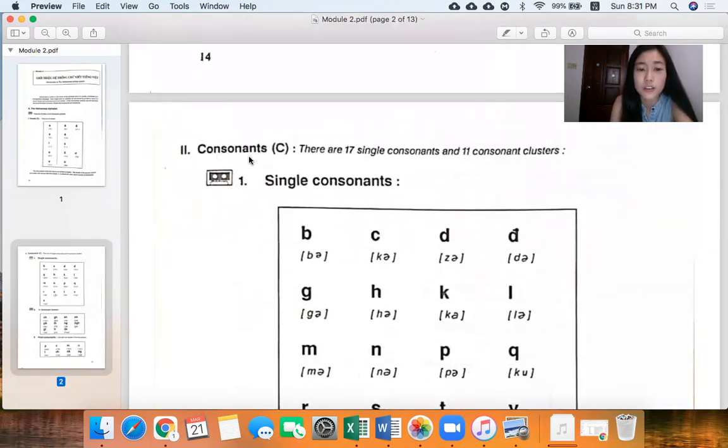Two, consonants. There are 17 single consonants and 11 consonant clusters. 1, single consonants.